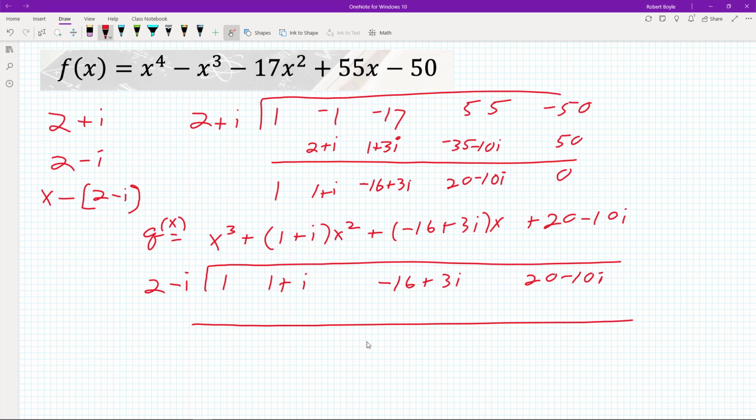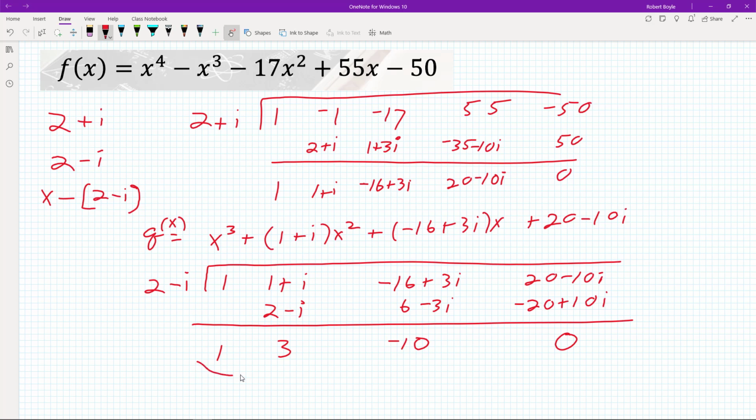Okay, draw my line down here and add a 1. Okay, so here I'm going to get 2 minus I times 1. Well, that is just 2 minus I. Add these together. Fortunately, the i's go away, and we have a 3. Okay, well, then we multiply 2 minus I times 3. That will give us 6 minus 3I. Add those together, and we will have -10. All right, and then finally, 2 minus I times -10 is going to be -20 plus 10I, which of course gives us our 0, which we were hoping for.